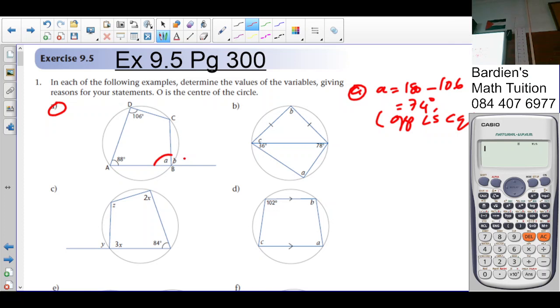B, how do you calculate B? B is equal to 106. Why? Exterior angle of cyclic chord equals the interior opposite. You will agree with that? Or I could have gone with angles of a straight line. Okay? Let's look at C.